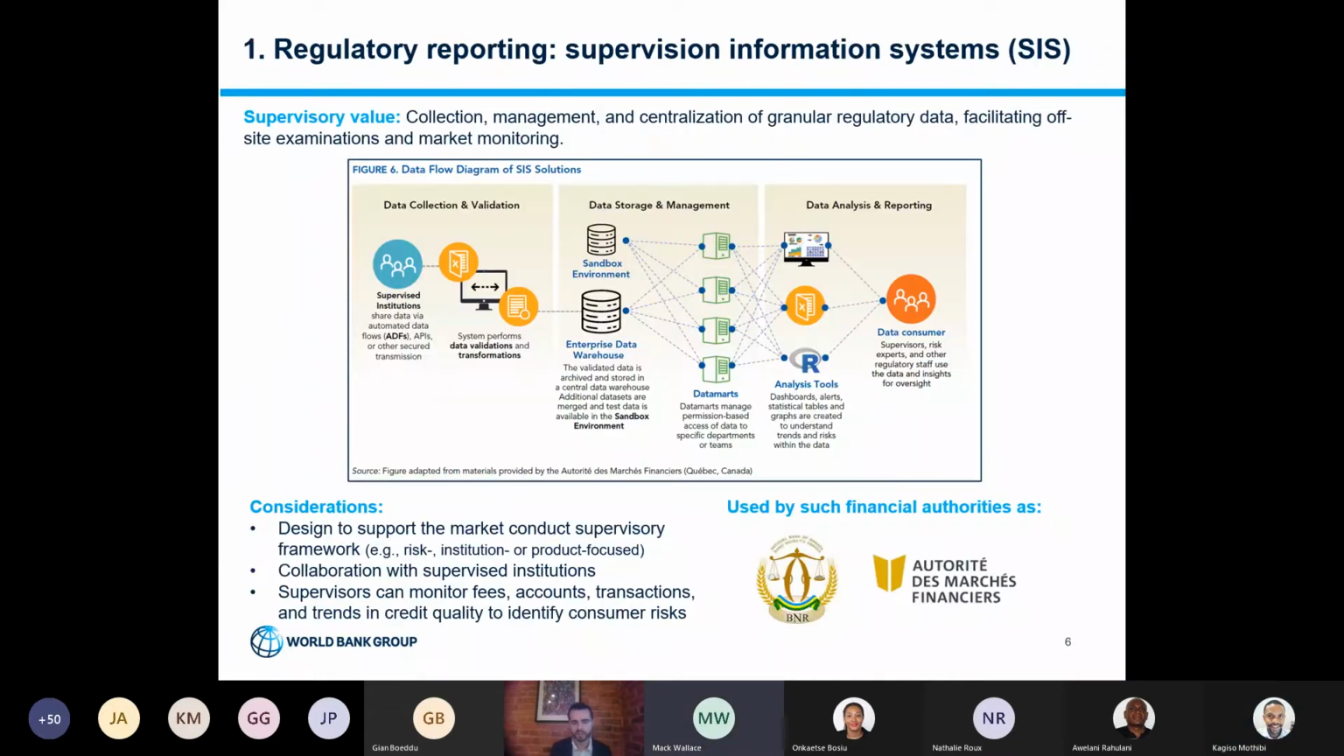So just on a high level here, an example of each. The first example is around supervision information systems, which represent a comprehensive IT upgrade to the collection, validation, and analytics of reported information from supervised institutions. And as you can see from the technical diagram, these solutions can provide immense regulatory benefits from the direct and automated collection of granular data, and then also centralizing this data from across the authority for centralized analytics. And this supervisory infrastructure supports authorities to conduct market monitoring and offsite examinations, which have taken on an outsized importance, obviously, as the logistics of on-site examinations have been made more complex.